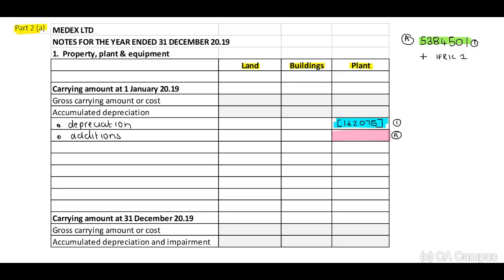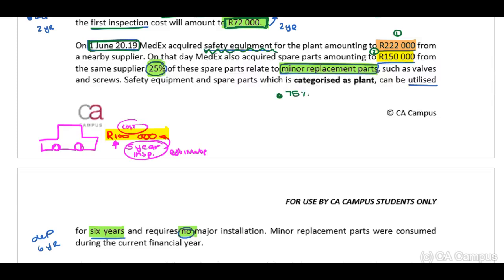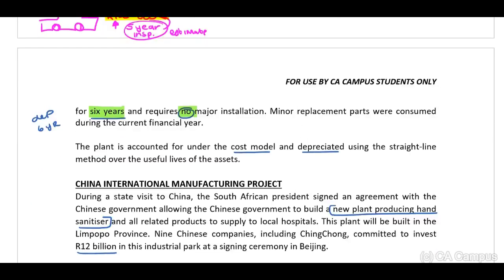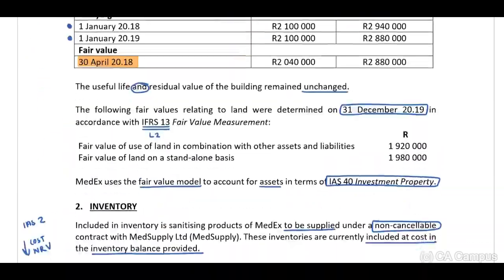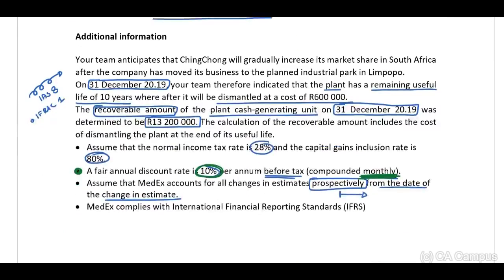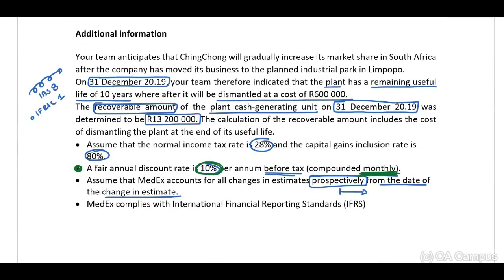Okay, now let's refer back to our scenario. We are able to tick off the paragraph relating to our safety equipment and our spare parts, right? I want to look at the change in IFRS 1. They've indicated the change to us and the additional information. They've indicated here that on 31 December 2019, your team therefore indicated that the plant has a remaining useful life of 10 years, whereafter it will be dismantled at a cost of 600,000. Now guys, what do we do now?